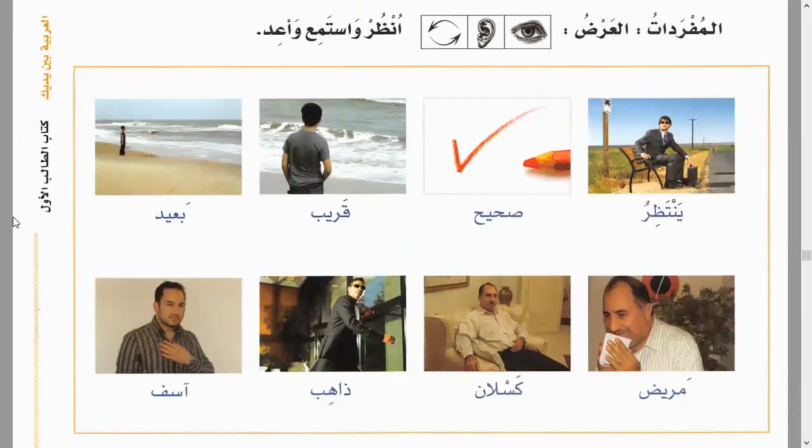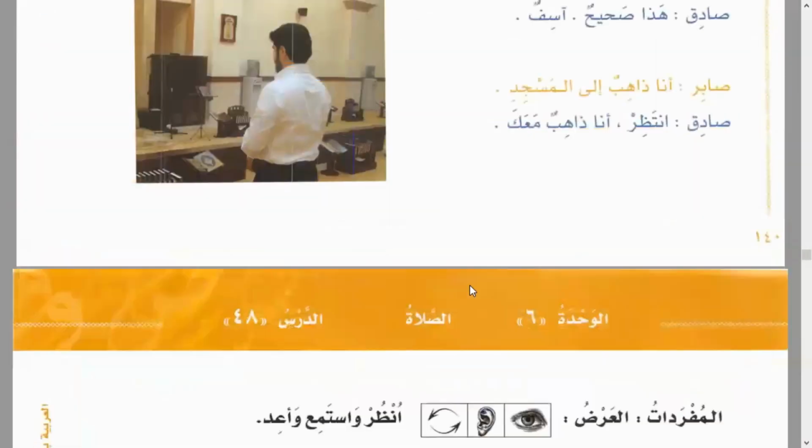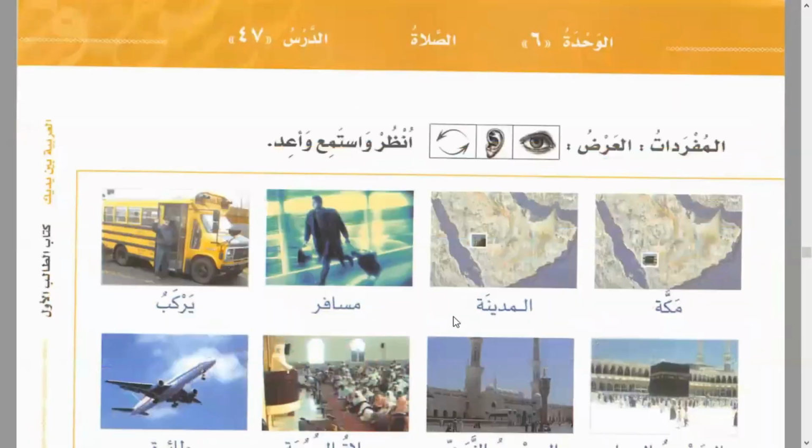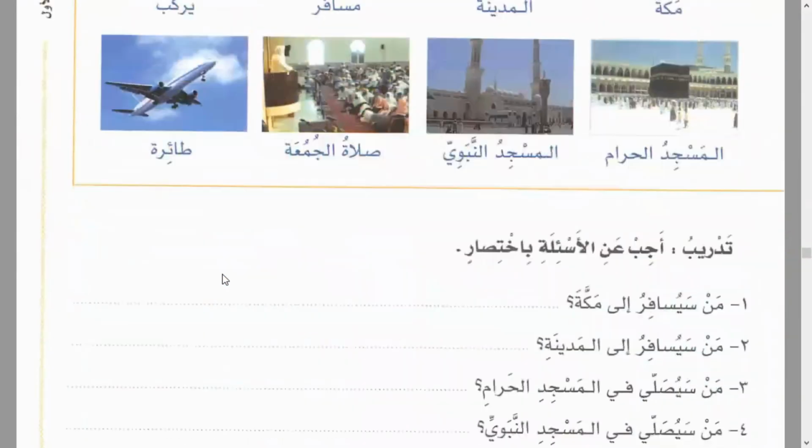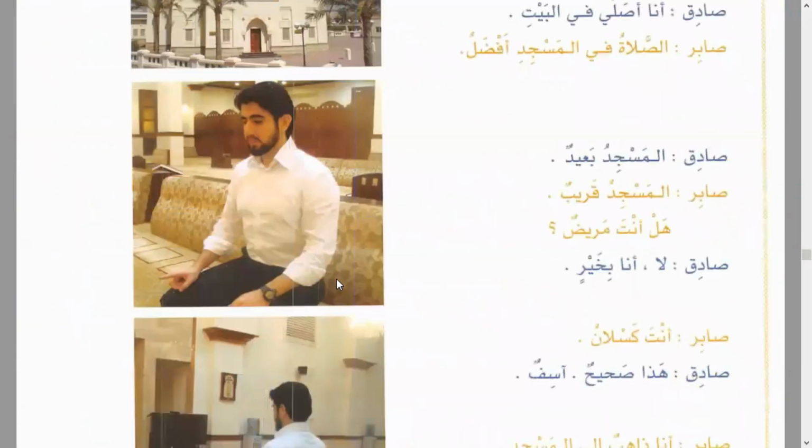الوحدة السادسة. Okay, and few words. Asif. Ana asif. Simply asif is like sorry. Sahih is true, correct. Sahih and khata. Musafir, traveling. Yarkabu, to ride. To ride something is called yarkabu. Rakiba, yarkabu.